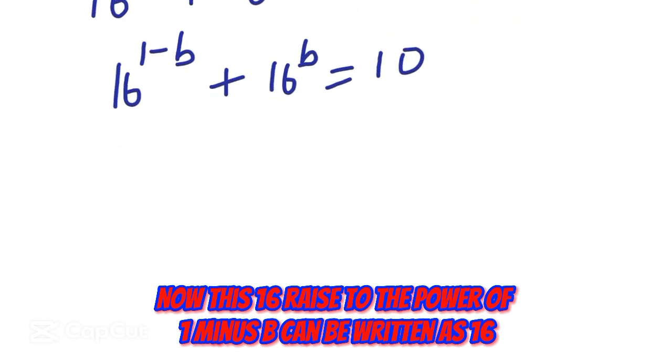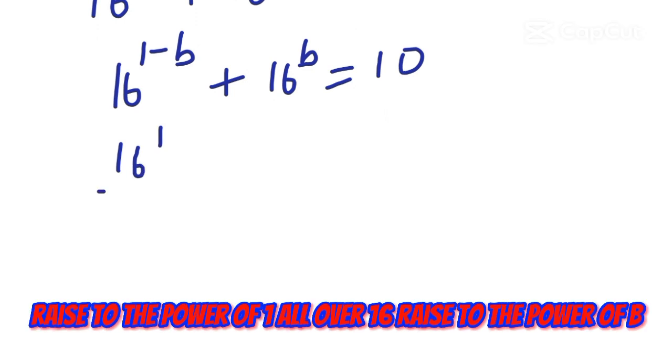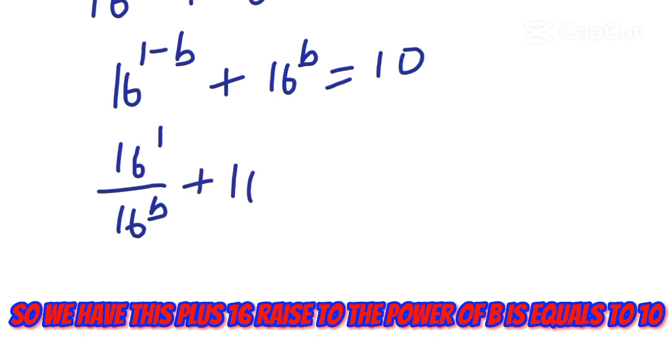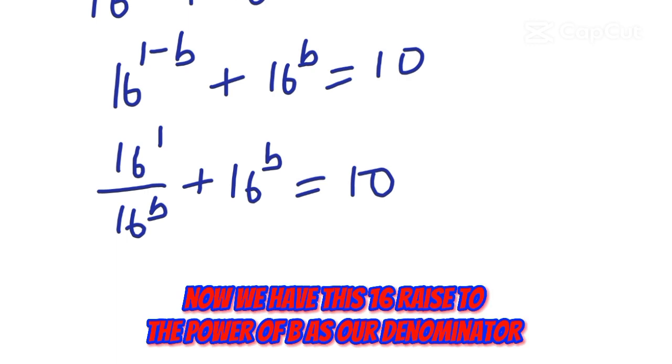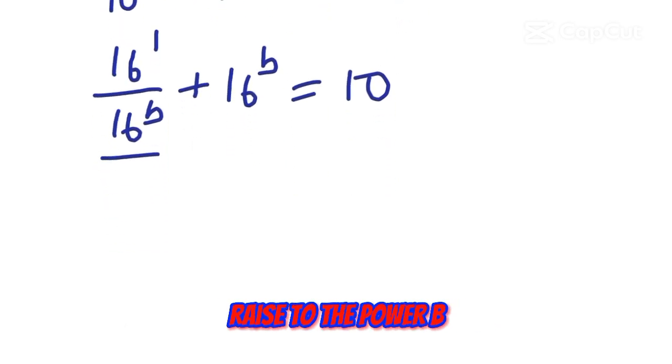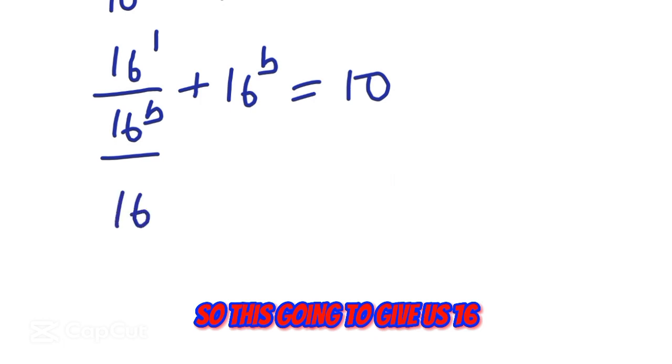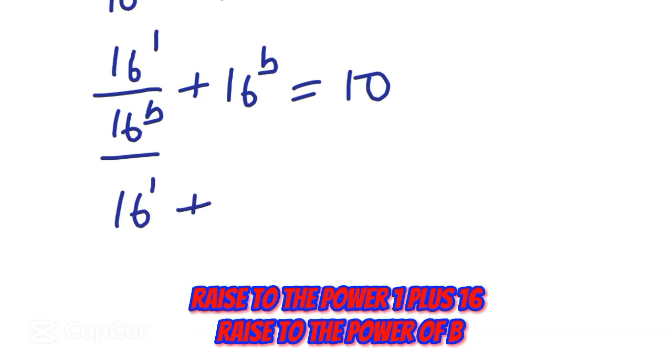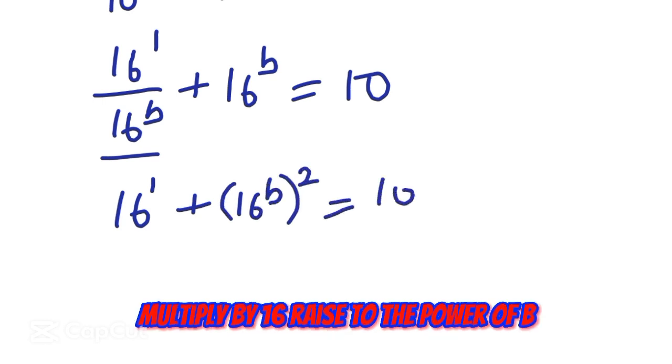Now, this 16 raised to the power of 1 minus b can be written as 16 raised to the power of 1 all over 16 raised to the power of b. So we have this plus 16 raised to the power of b is equal to 10. Now, we have this 16 raised to the power of b as a denominator. So we're going to try getting rid of it by multiplying through by 16 raised to the power of b. So this is going to give us 16 raised to the power of 1 plus 16 raised to the power of b square is equal to 10 multiplied by 16 raised to the power of b.